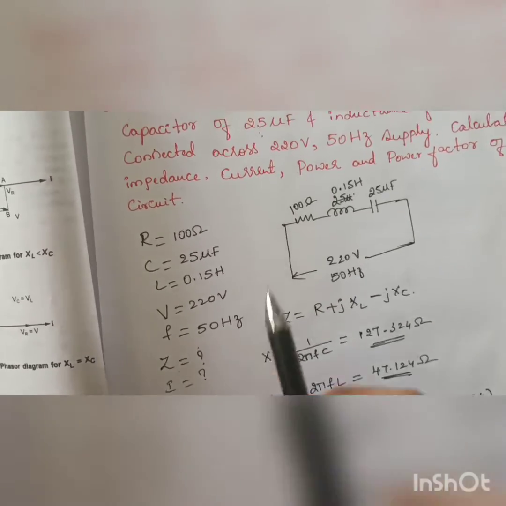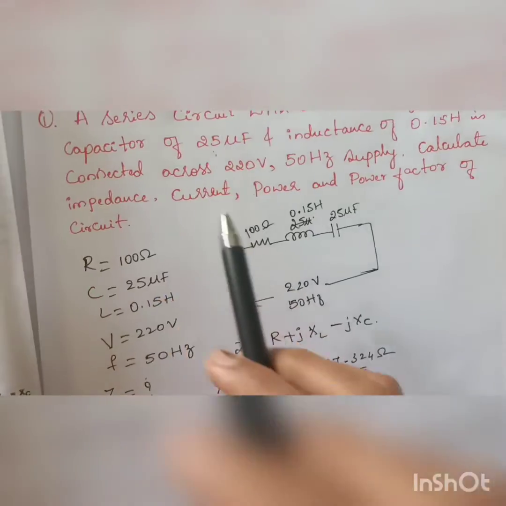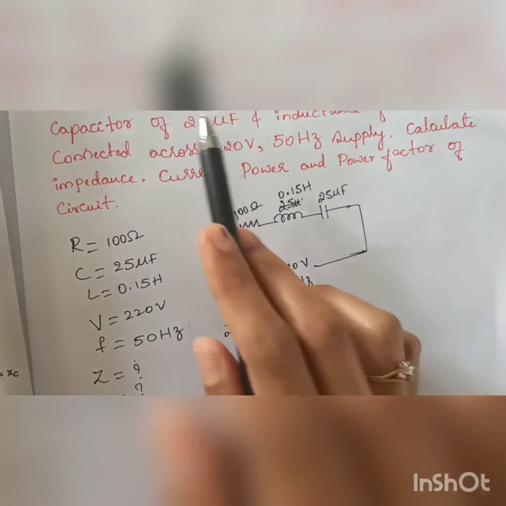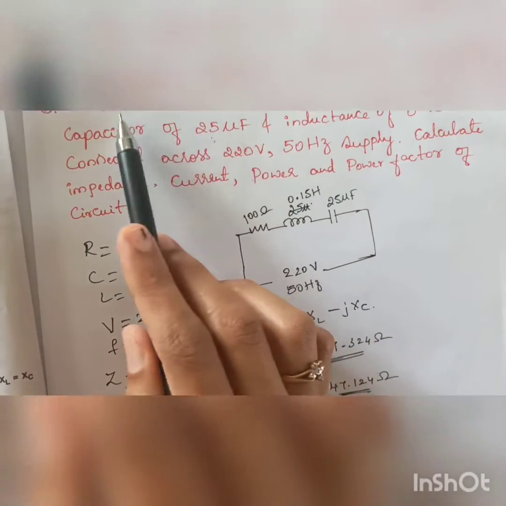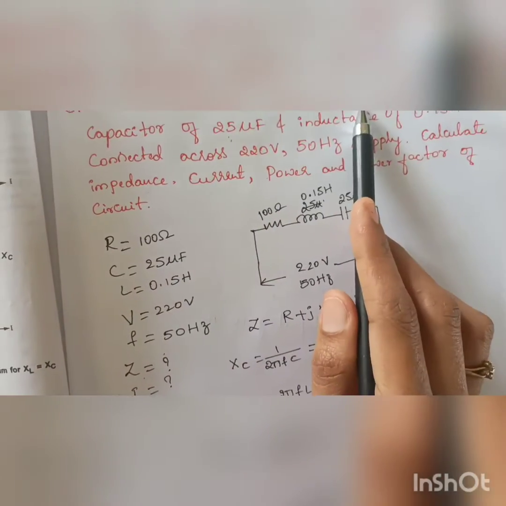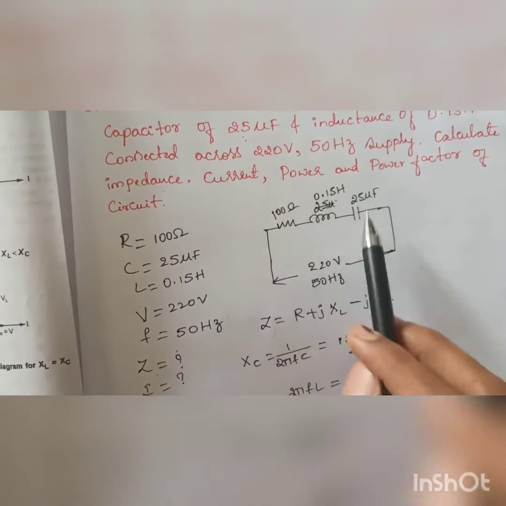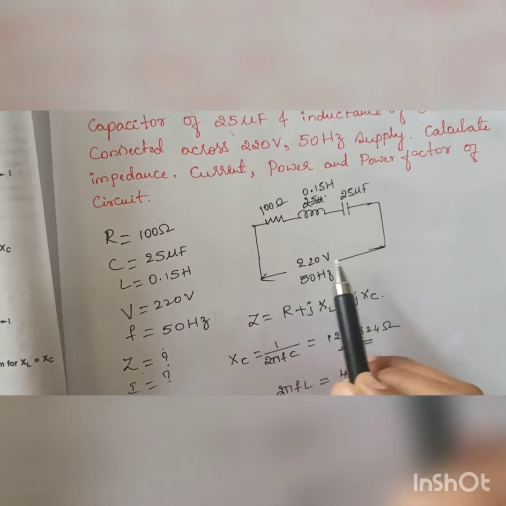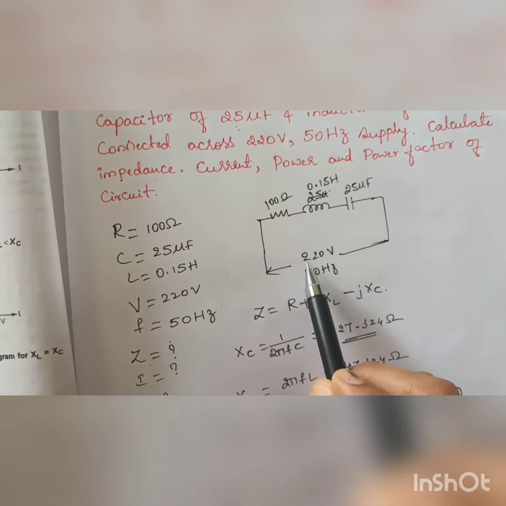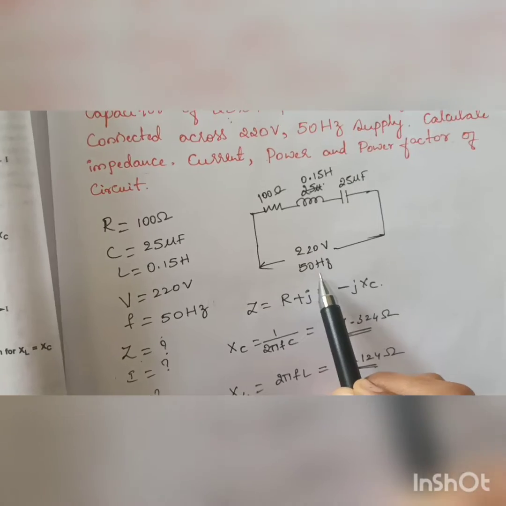So from the given problem we have to draw a circuit first. The problem says the circuit is in series, so the resistor, capacitor and inductor must be connected in a series manner. For this we connect a voltage source of 220 volts with a frequency of 50 Hz.